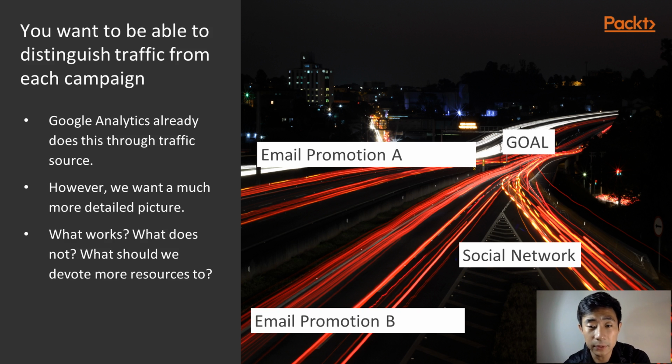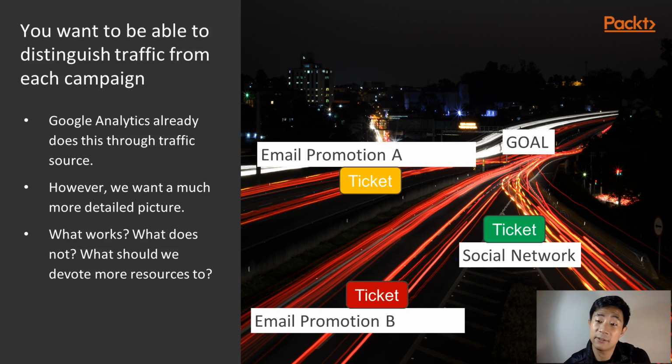What we want to be able to do is maybe assign a different colored ticket to each of the traffic, and then essentially count those tickets, right? So let's say we're at this goal, and we're counting yellow ticket, yellow ticket, yellow ticket, and we're seeing that all these people are coming to our site using email promotion A, but there's no green tickets. There's nobody from social network. That'll help us see that certainly one approach to reaching new customers is a lot more effective than other approaches, and one that we would want to devote more resources to.